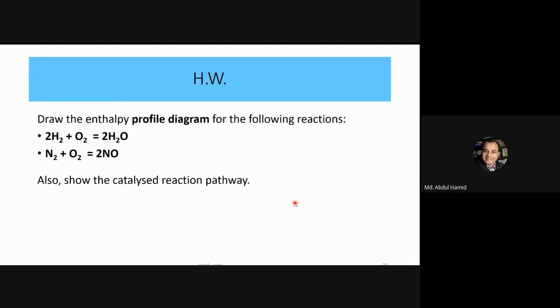So now this is the homework you have to do at home. The first one, hydrogen and oxygen forming H2O. This is an exothermic reaction, I'm giving you the clue. And the second one is an endothermic reaction. For exo and endo, you can draw the energy profile diagram, or enthalpy profile diagram. You can take a screenshot as well. You have to draw it for these two reactions, for the normal system and the catalyzed system, including the broken line.